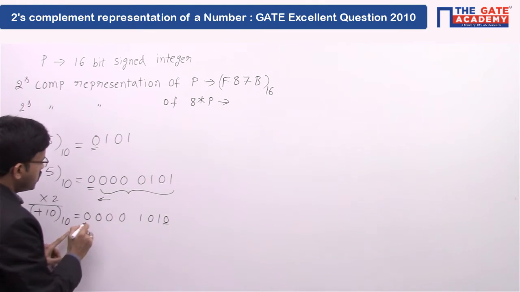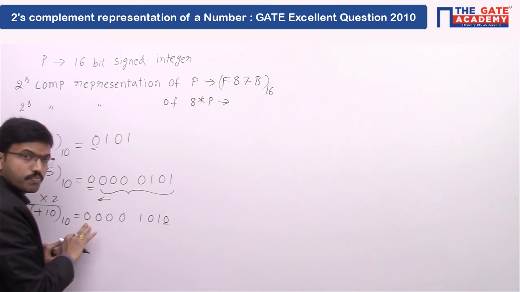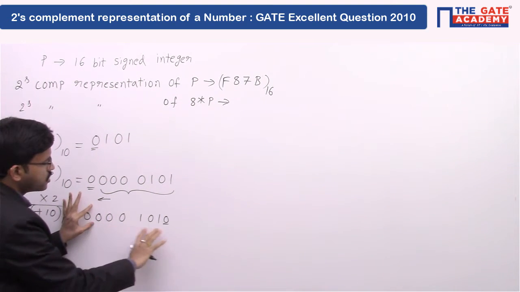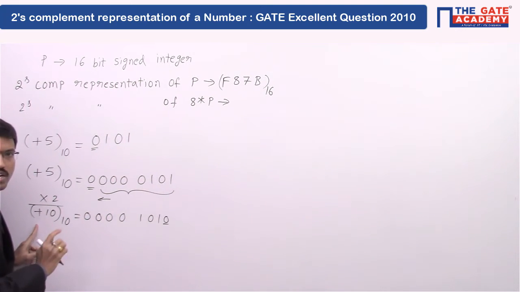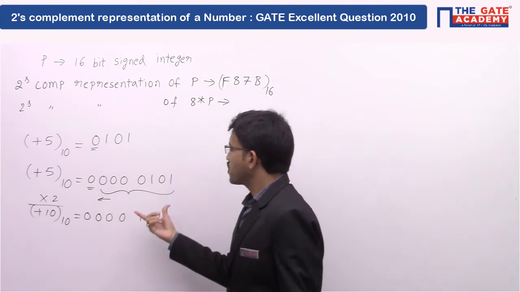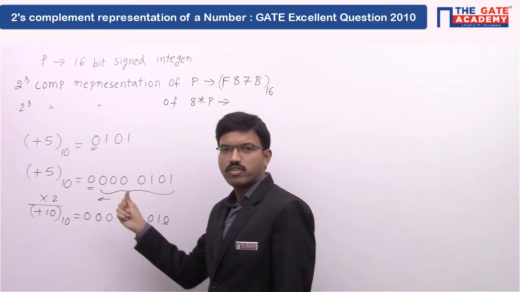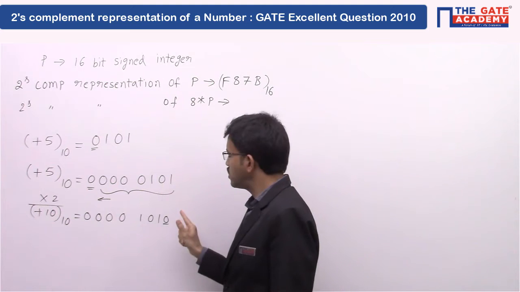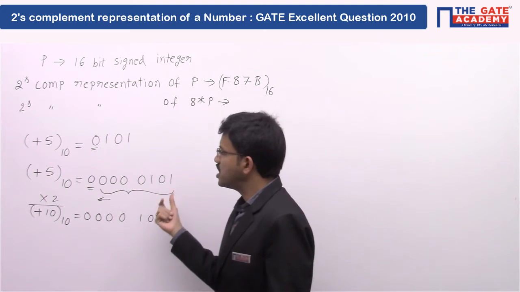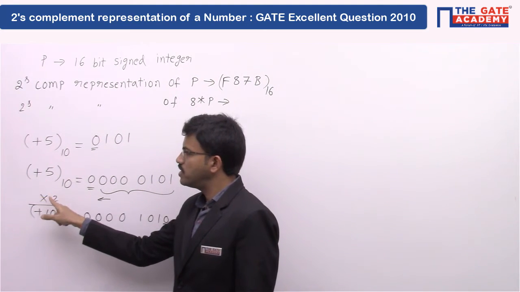Now, what is the equivalent value? Here the sign bit is 0, that means positive, and the remaining bits give the magnitude. 1010 is nothing but 10, so you are getting plus 10. That means if you do a left shift by 1 bit on a binary number, after that the LSB is empty and there you have to put 0, which is the same as multiplying a decimal number with 2.